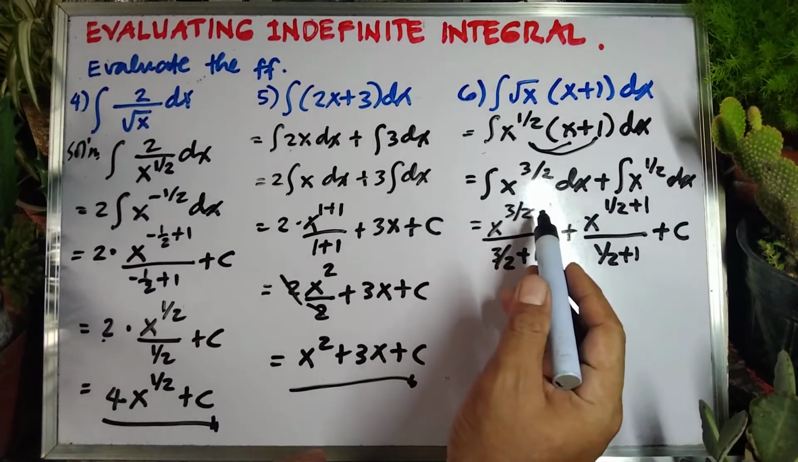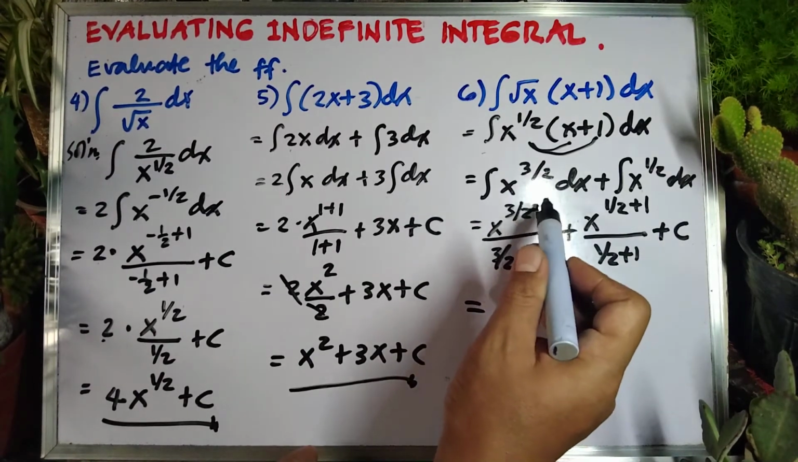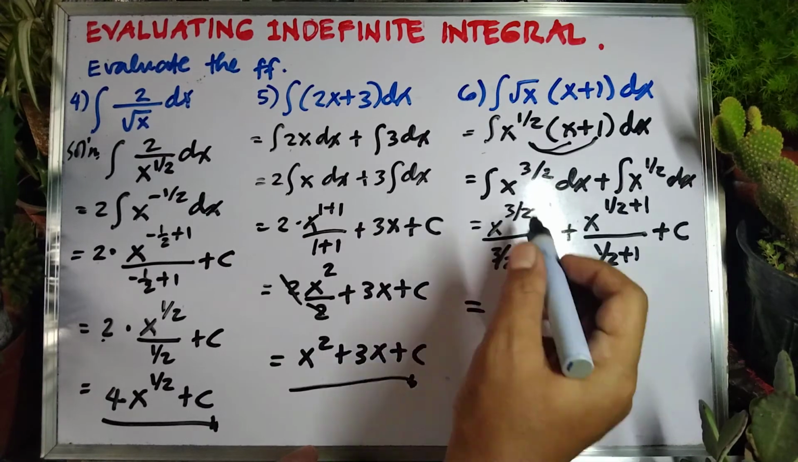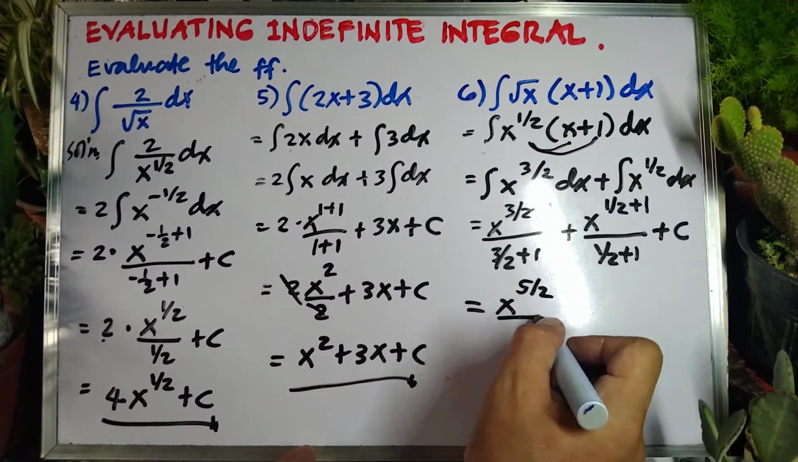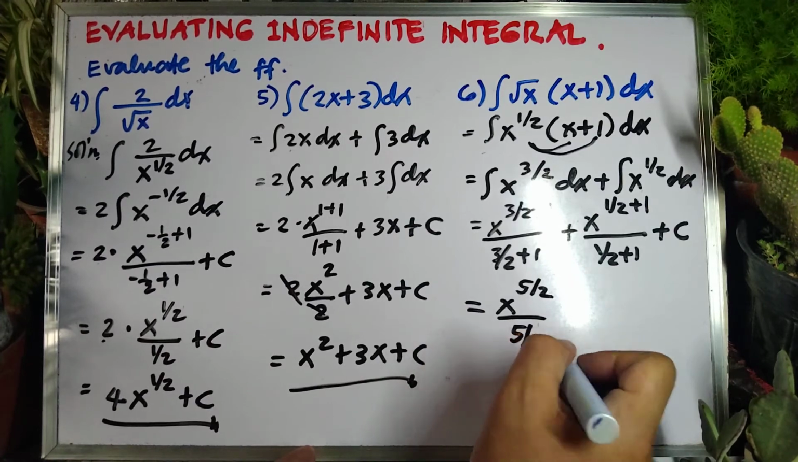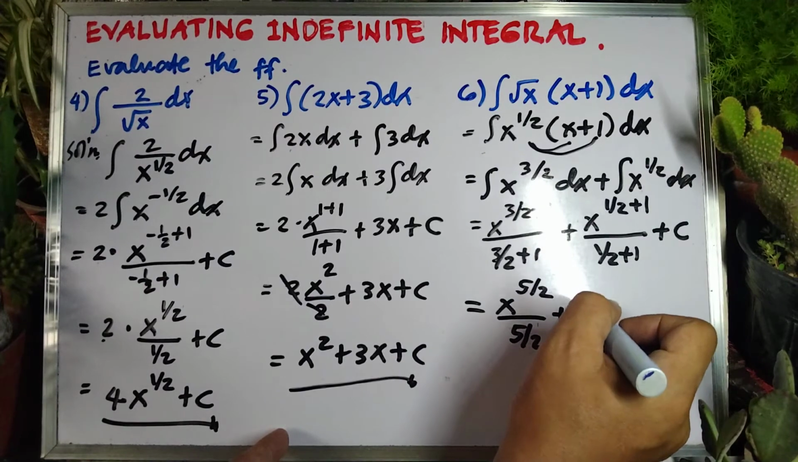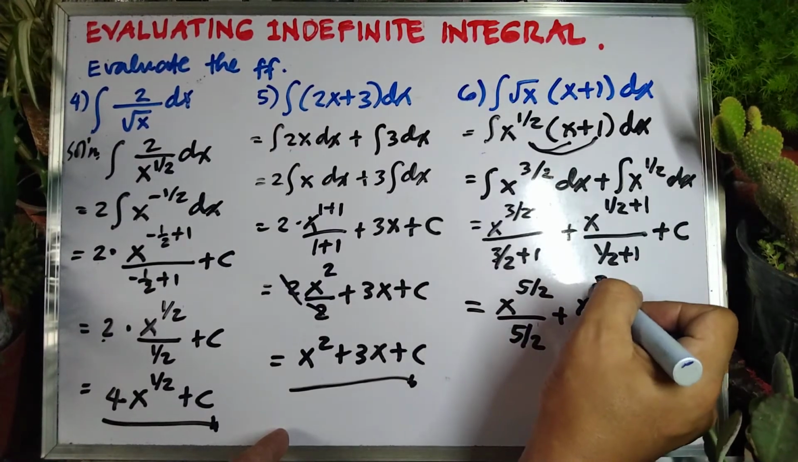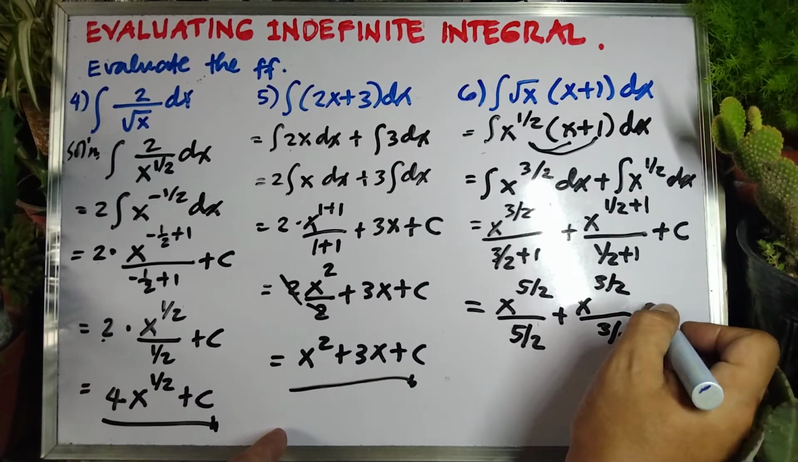Kung may calculator kayo, madali lang. So, you have x. What is 3/2 plus 1? That is 5 over 2. All over 5 over 2 din yan sa denominator. Plus x. 1/2 plus 1 is 3/2. So, 3/2. Then, 3/2 din yan dito sa denominator. Then, plus c.